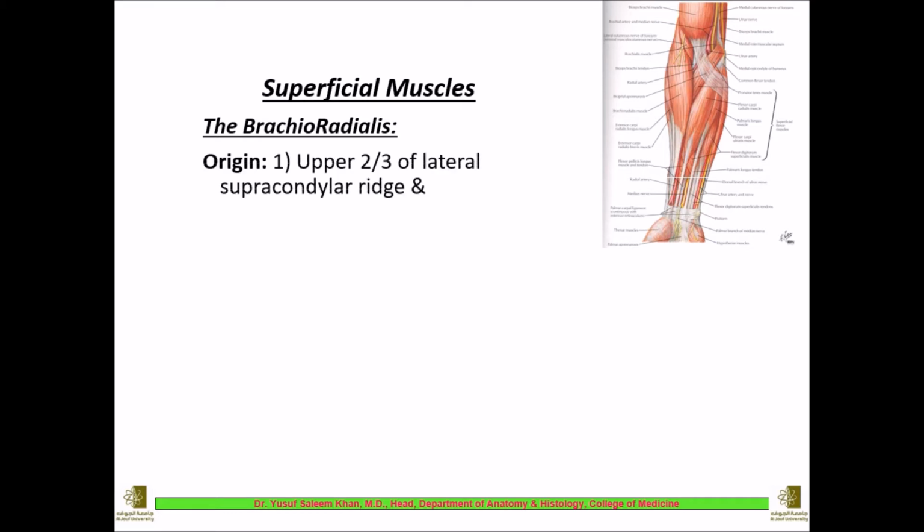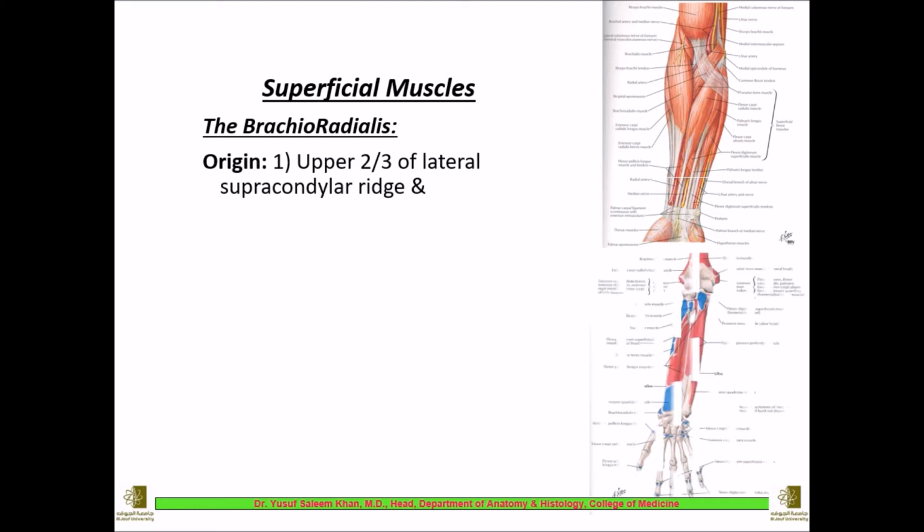So the origin of this muscle is from the upper two-thirds of the lateral supracondylar ridge. There is a ridge just above the lateral epicondyle of the humerus, that is called the supracondylar ridge. So this is the lateral epicondyle.